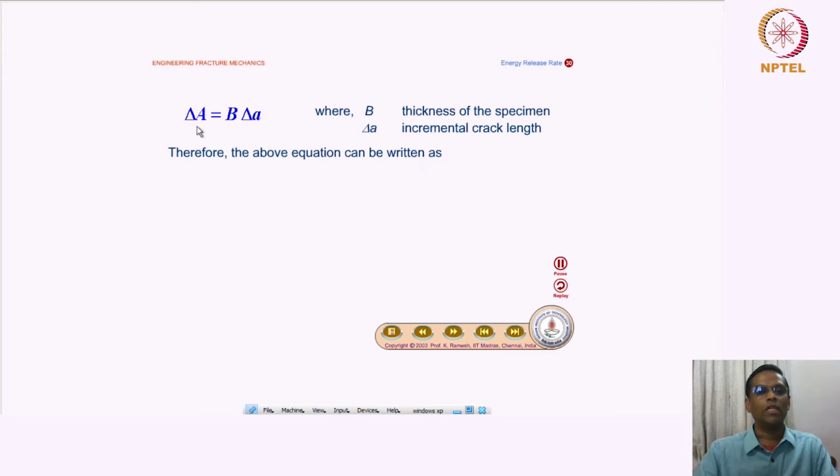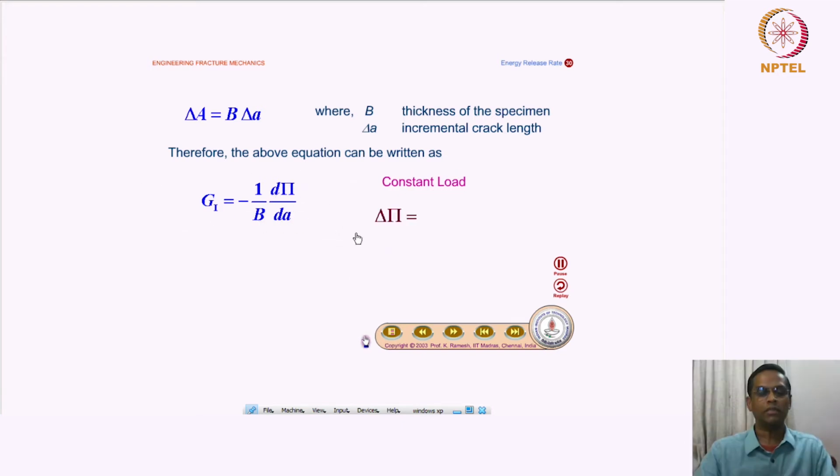So what is delta A? Delta A is nothing but B into delta small a, where B is the thickness of the specimen, and delta a is the incremental crack length. So it gives a volume. Therefore, the above equation can be written as G1 is equal to minus 1 by B d pi by da.